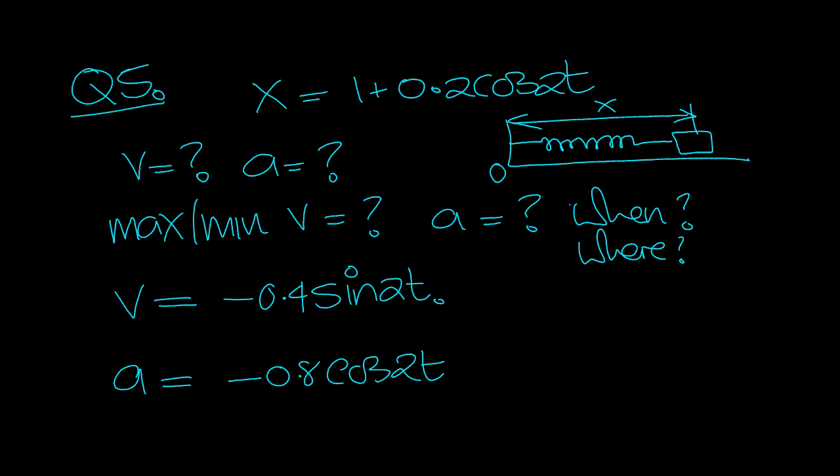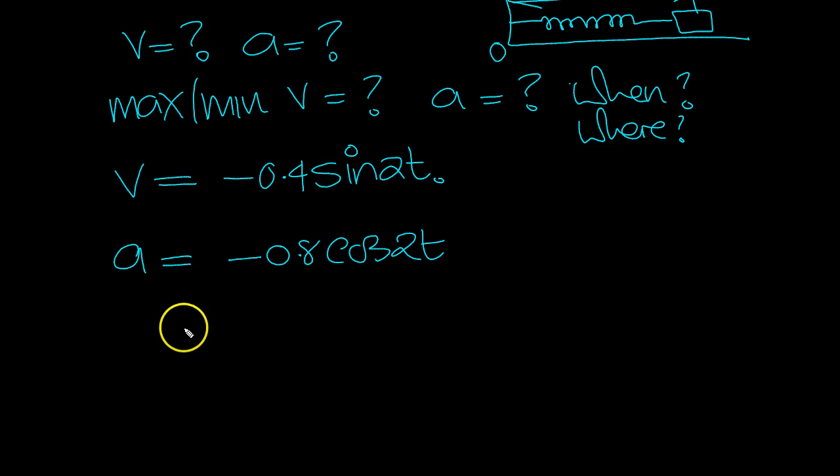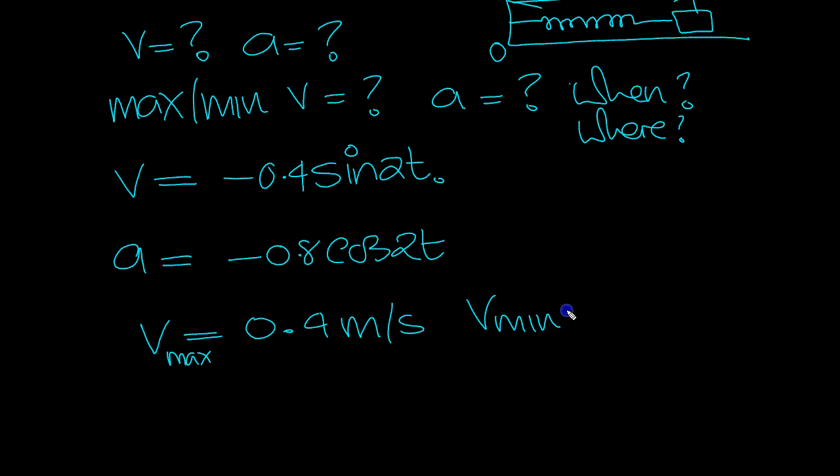When are v and a max and min? So v, we'll call it v max, when this sine goes from 1 to minus 1. So v max will be either minus 0.4, or when that's minus 1, it's 0.4. So that would be the maximum velocity, wouldn't it? V min? Well, that would be when sine is plus 1, because it would be minus 0.4 meters per second.